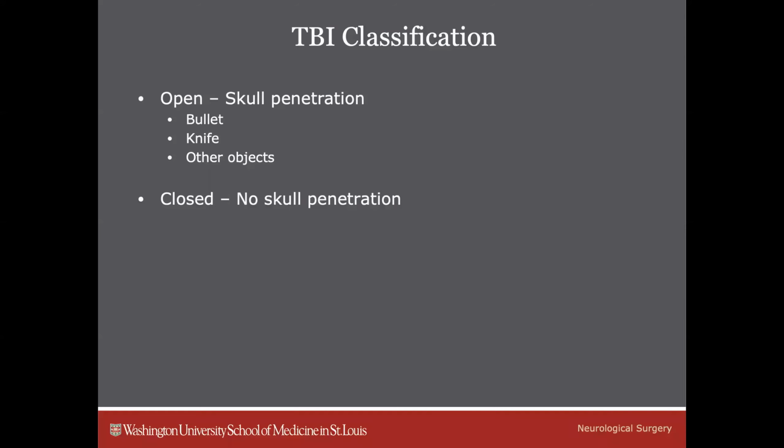So what are the different ways of classifying TBI? One way to classify TBI is just open versus closed head injury. Open means that there's penetration of the skull and there's exposure of the central nervous system to the outside world. That can occur due to gunshot wounds, which we commonly see in the St. Louis area, some other countries, knife injuries, or other objects such as getting impaled with a rod accidentally and things like that. Closed head injury is common in MVCs, falls, etc., where there's no penetration of the skull, but there is injury to the brain parenchyma underneath it.